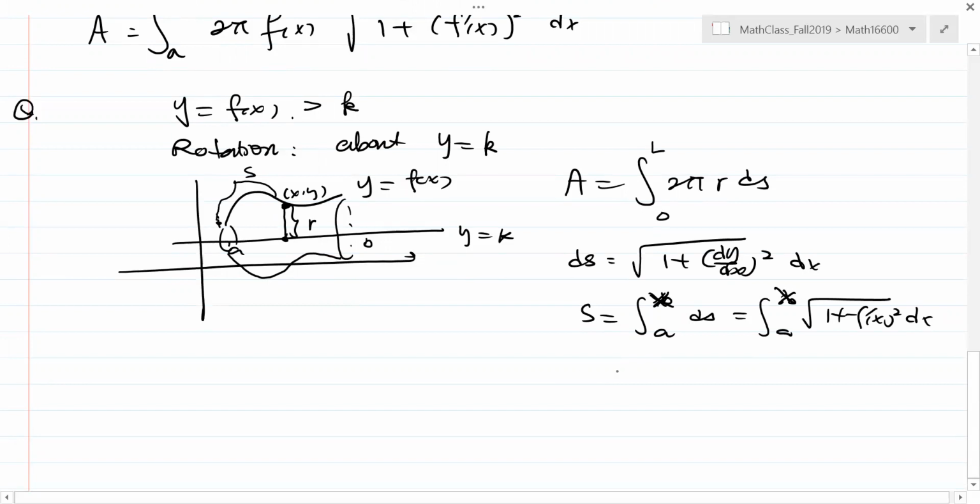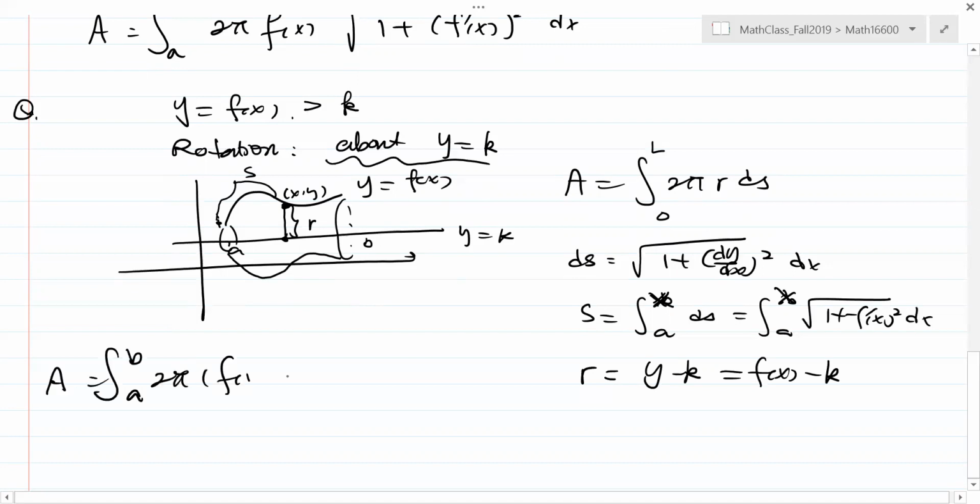Right? But what is r? r is y. No, r is not y. r is actually y minus k this time. Okay? So you have to pay attention to the notation here, right? Then this will be f of x minus k. So now the area is going to be the integral from a to b of 2 pi times f of x minus k, times the square root of 1 plus f prime x squared dx.